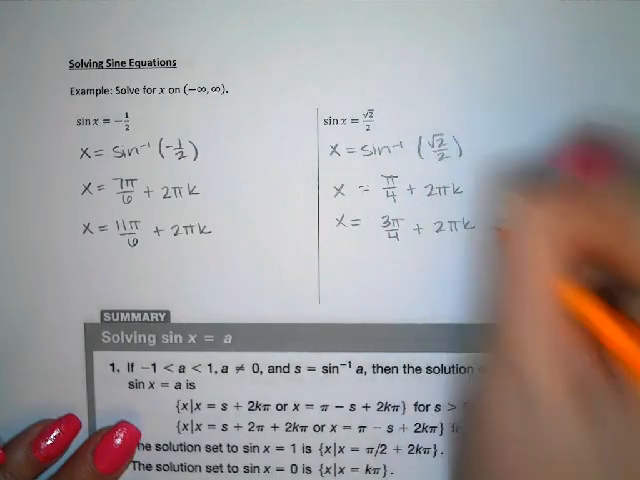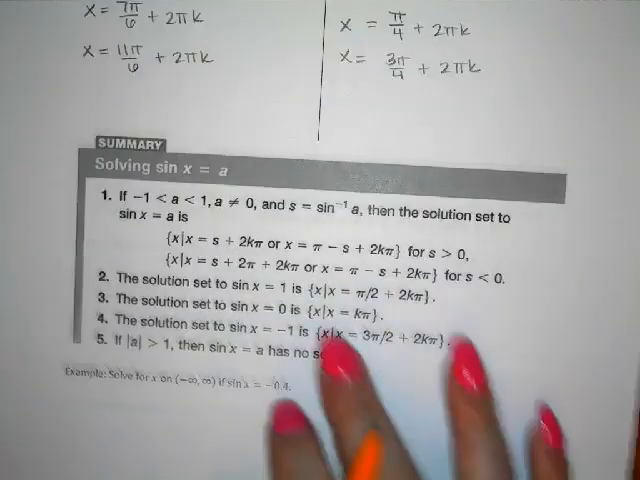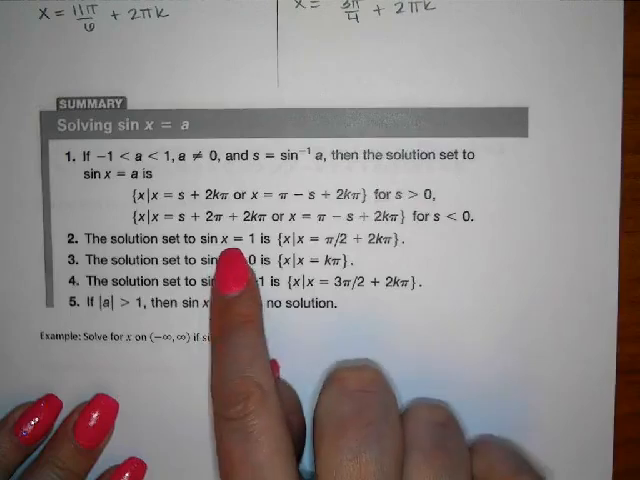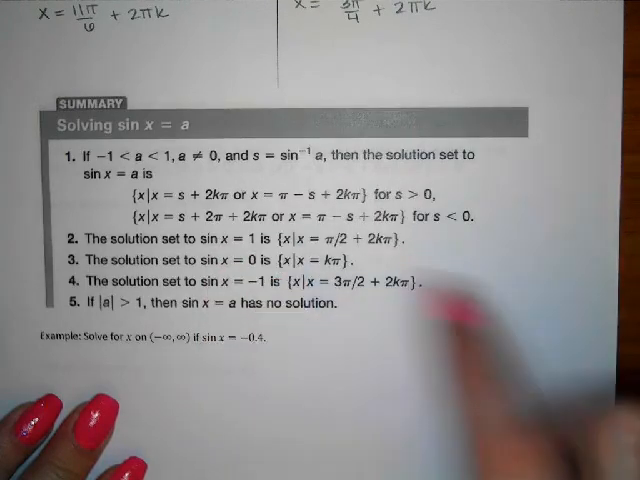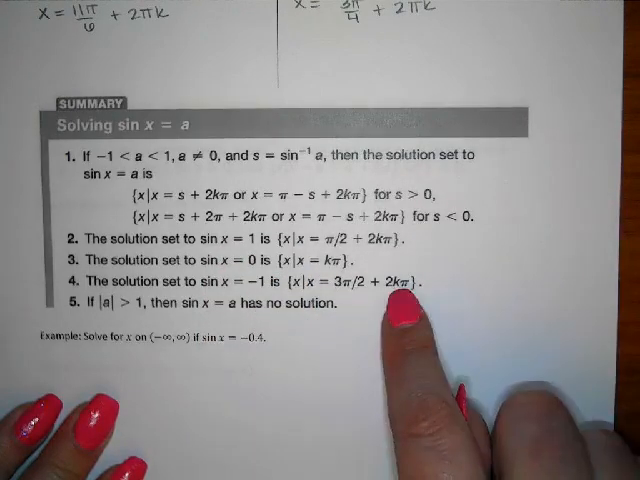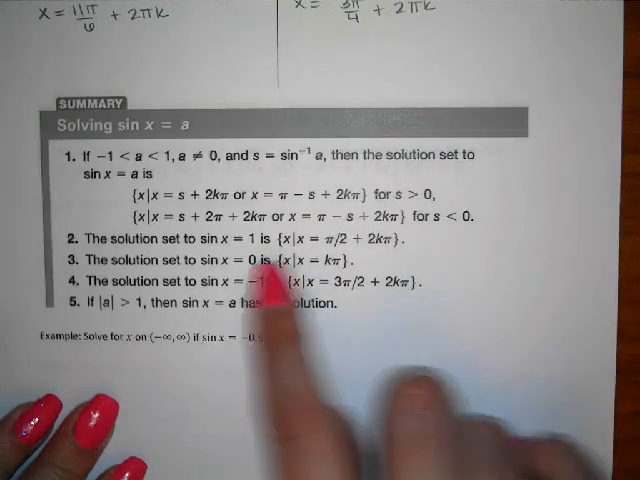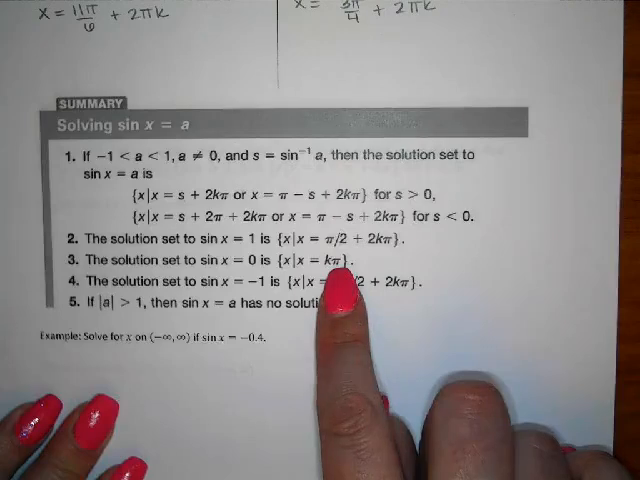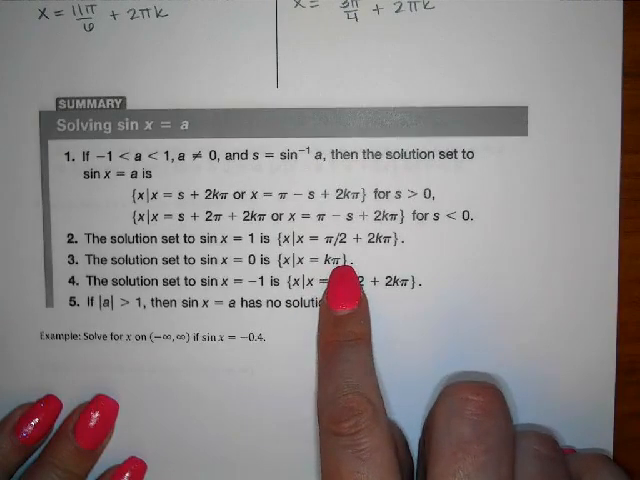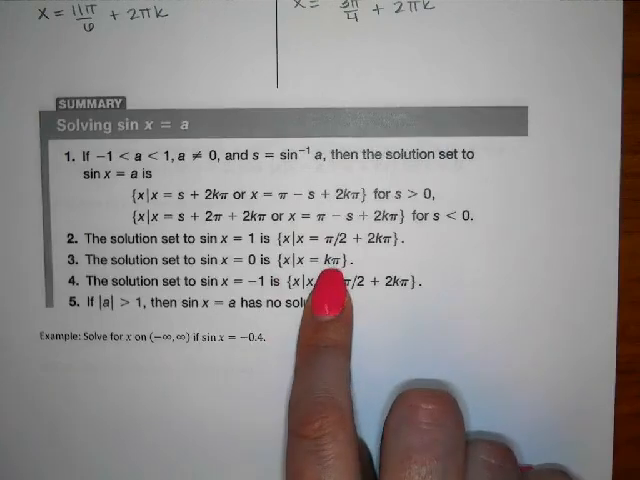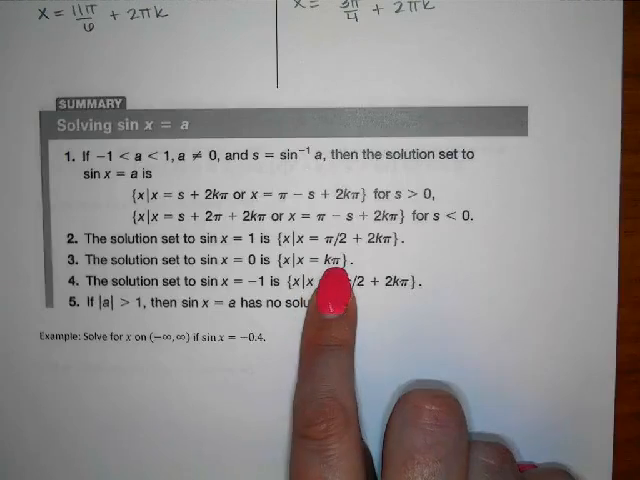Right? So we have similar rules for sine. If sine is 1 or -1, you either have 3 pi halves plus 2 pi k or pi halves plus 2 pi k. If sine is 0, then you have 0 plus pi k, or you could say pi plus pi k, or you could say 2 pi plus pi k. It doesn't really matter which one you use. But for the sake of my math lab, I think you have to put 0 plus pi k. And then we have these ones.